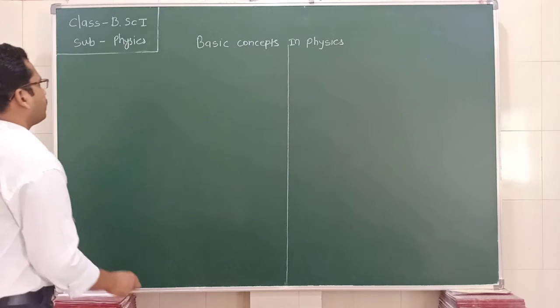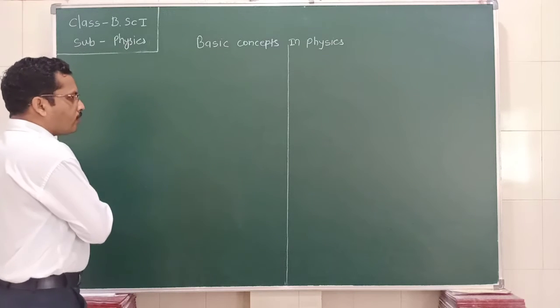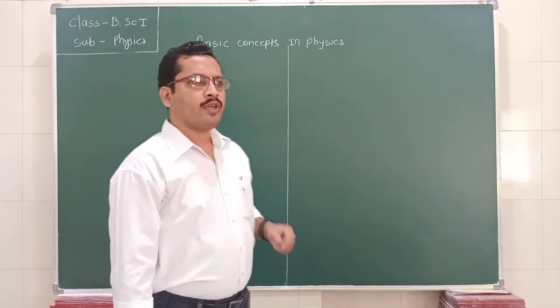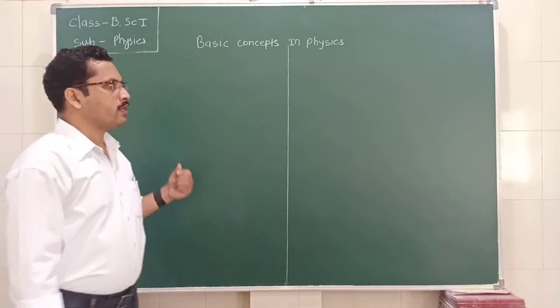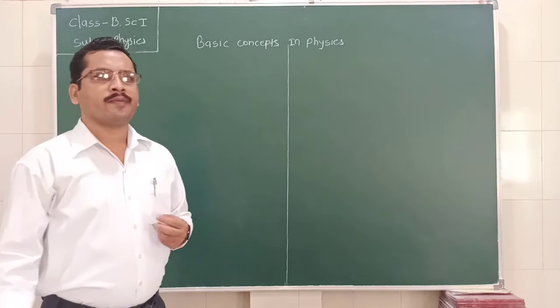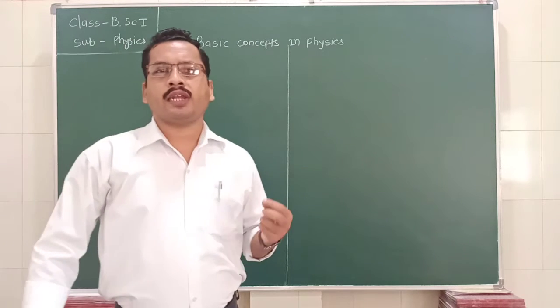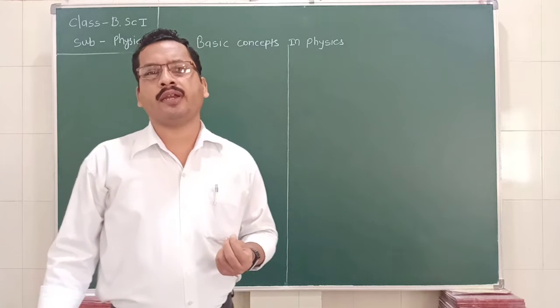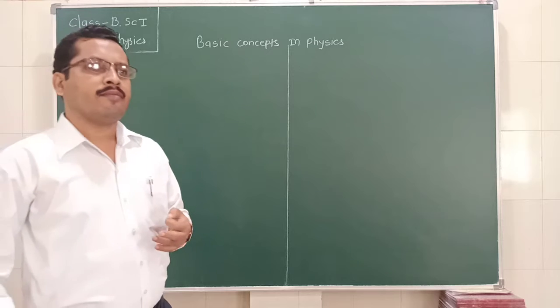If we measure the length of this board, we use a meter scale and express it in meters. But if we need to measure the radius of a small atom, it is impossible to use the meter scale.